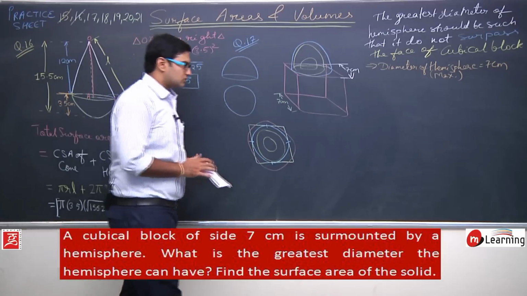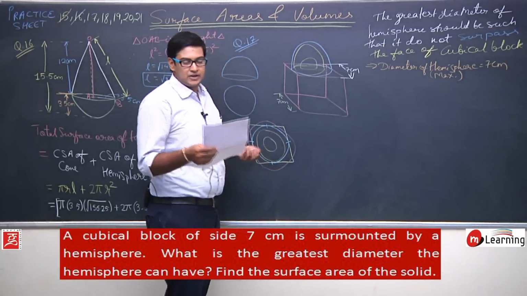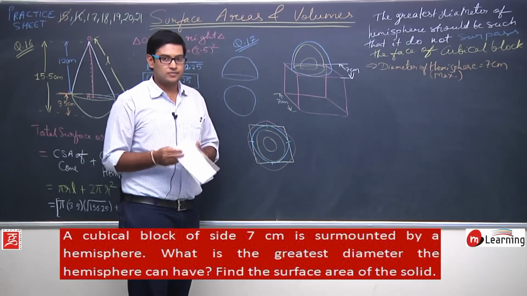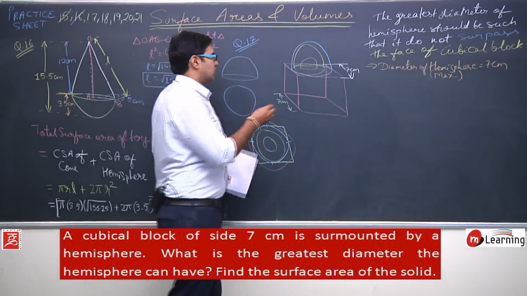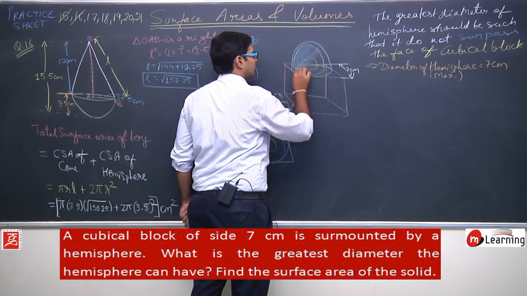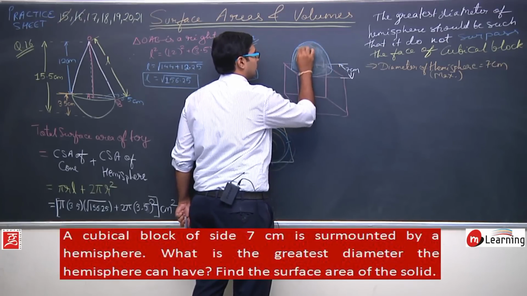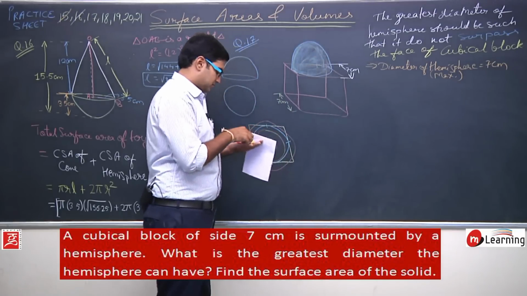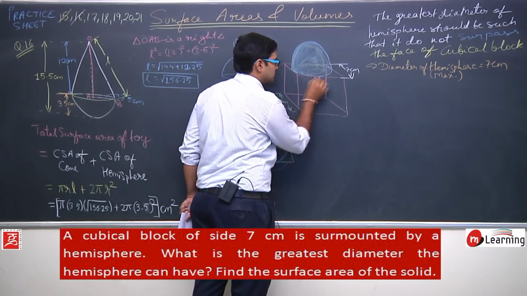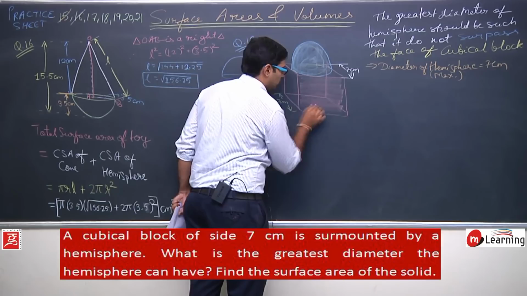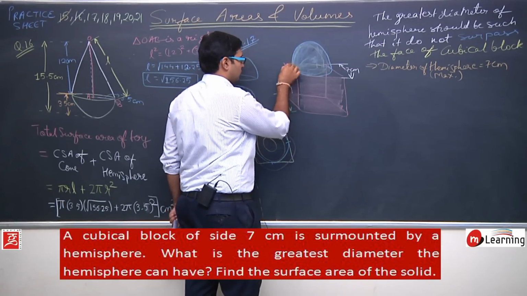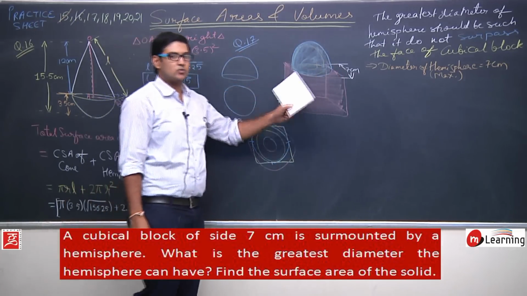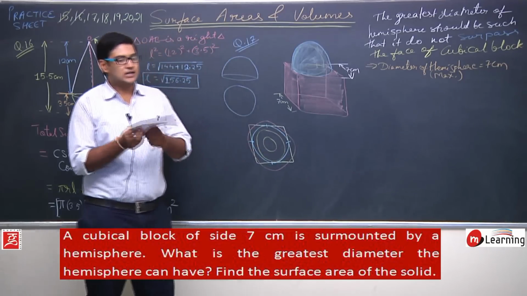Now we have calculated the diameter of the hemisphere. Our next task is to find the total surface area of the solid. So try to analyze the solid. This is the solid. This is the hemisphere and this is the cube, the cubical block. So this is our solid and I need to determine the surface area.